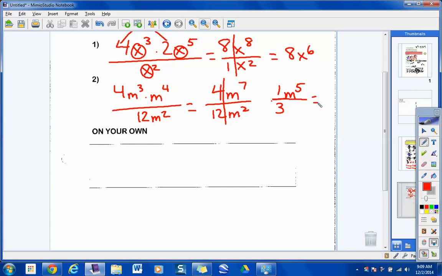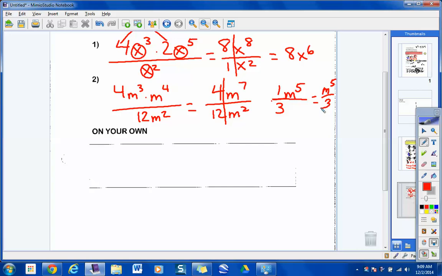And again, like I said, if you would check answers anywhere, is the book going to write this as 1m to the 5th? No. They're just going to put m to the fifth over 3. Okay. All right, I think we've got a pretty good handle on this.